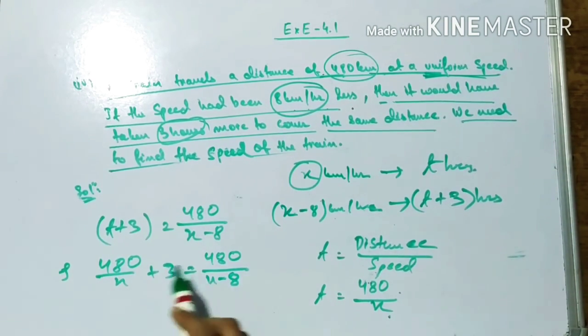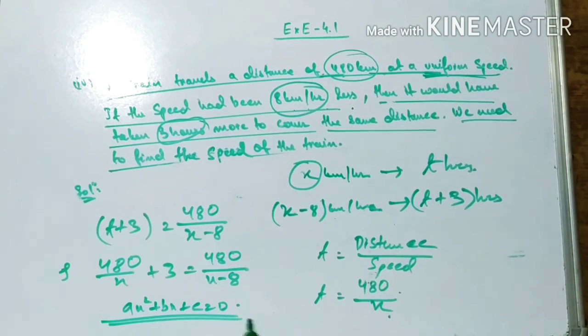I will solve this a little bit and bring it in the form of ax square plus bx plus c is equal to 0. This one only is our problem. Nothing more there. It is very easy.